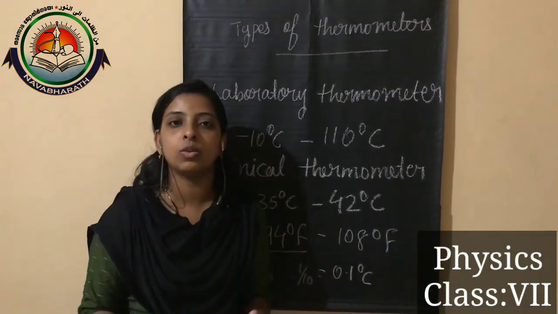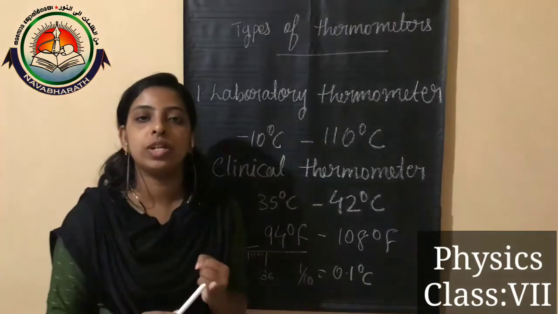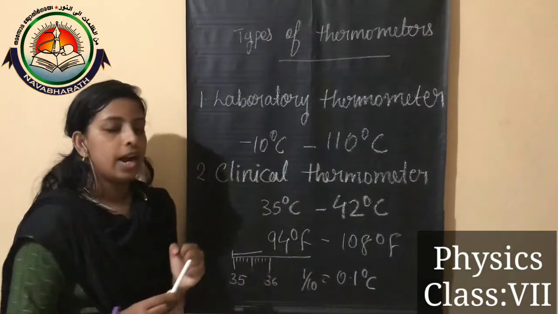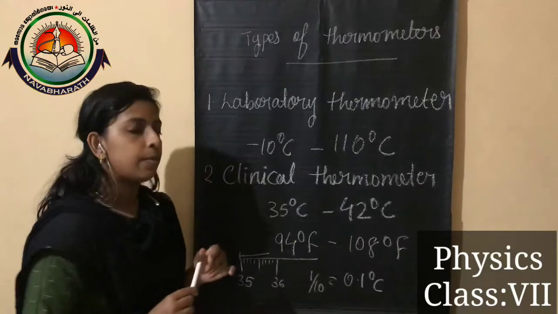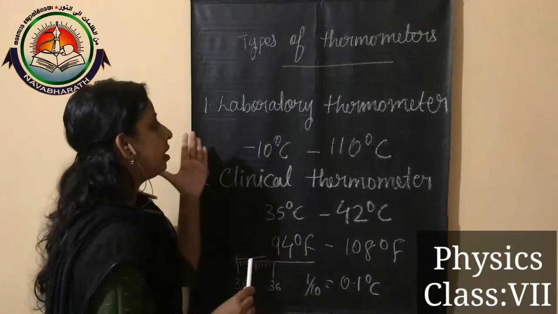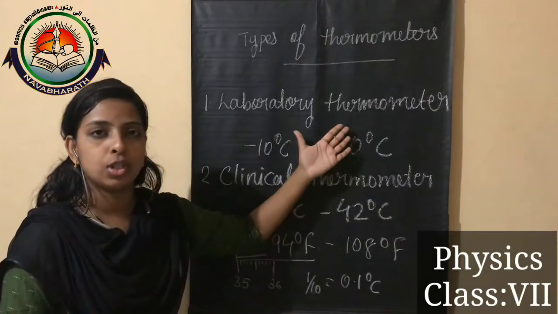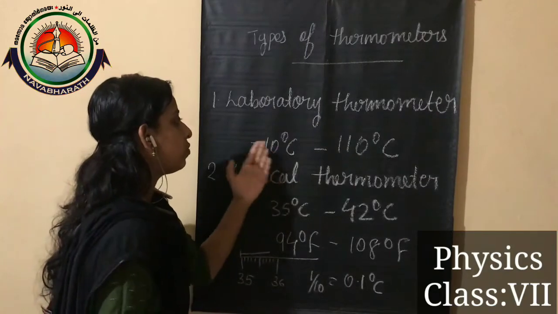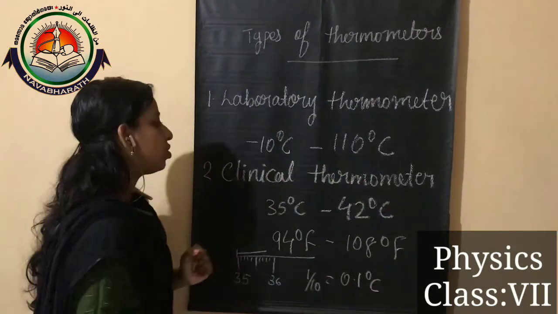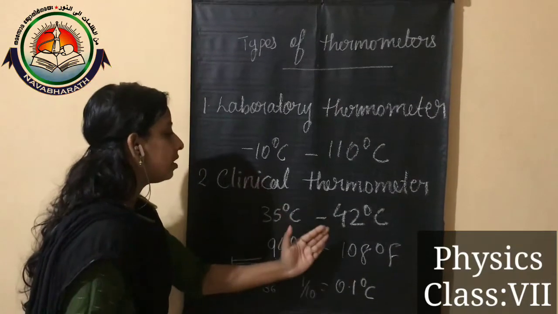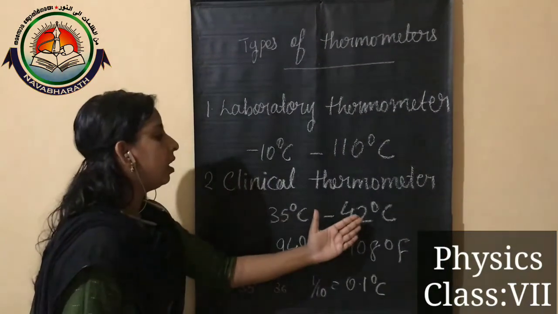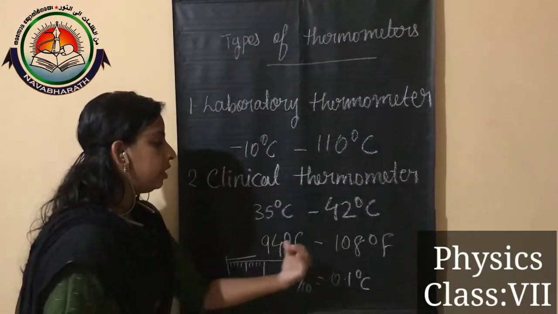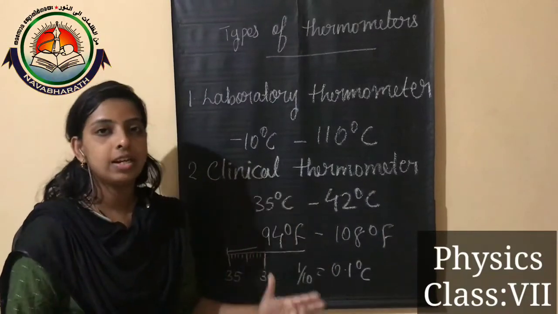So now we can conclude today's class. Today, first we discussed different types of thermometers: the laboratory thermometer and the clinical thermometer. In the case of the laboratory thermometer, we learned that it is mainly used for performing experiments in the laboratory, and it has a temperature range from -10 degrees Celsius to 110 degrees Celsius. Then we learned about the clinical thermometer and its temperature range, from 35 to 42 on the Celsius scale and 94 to 108 on the Fahrenheit scale.